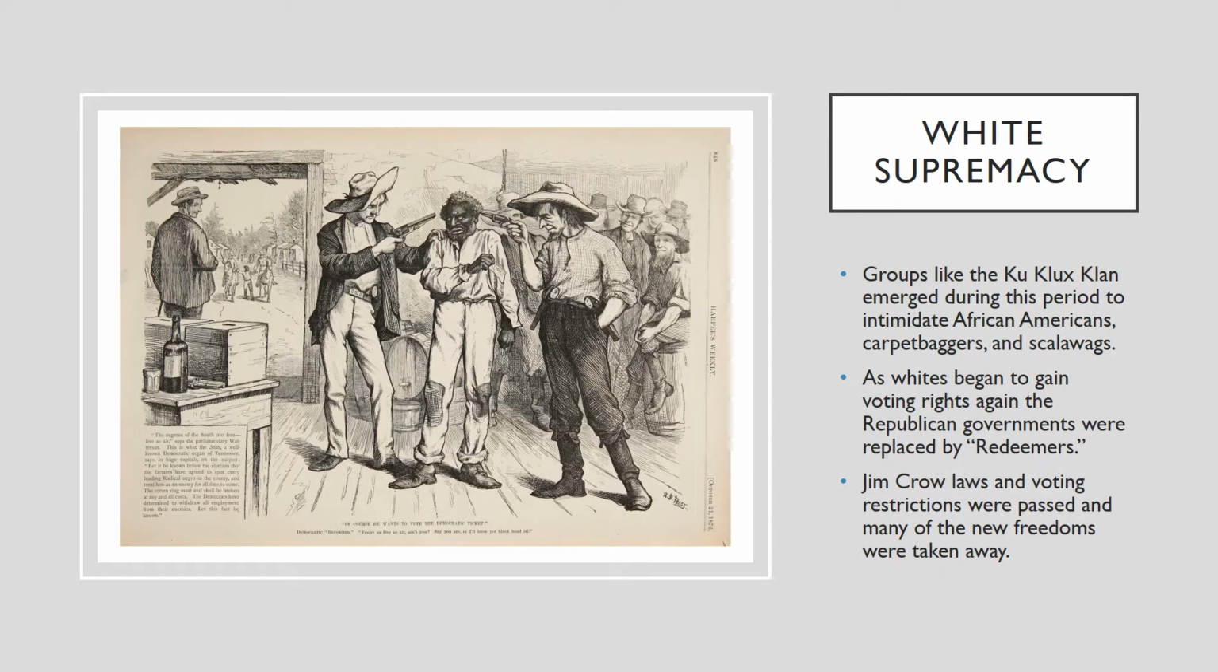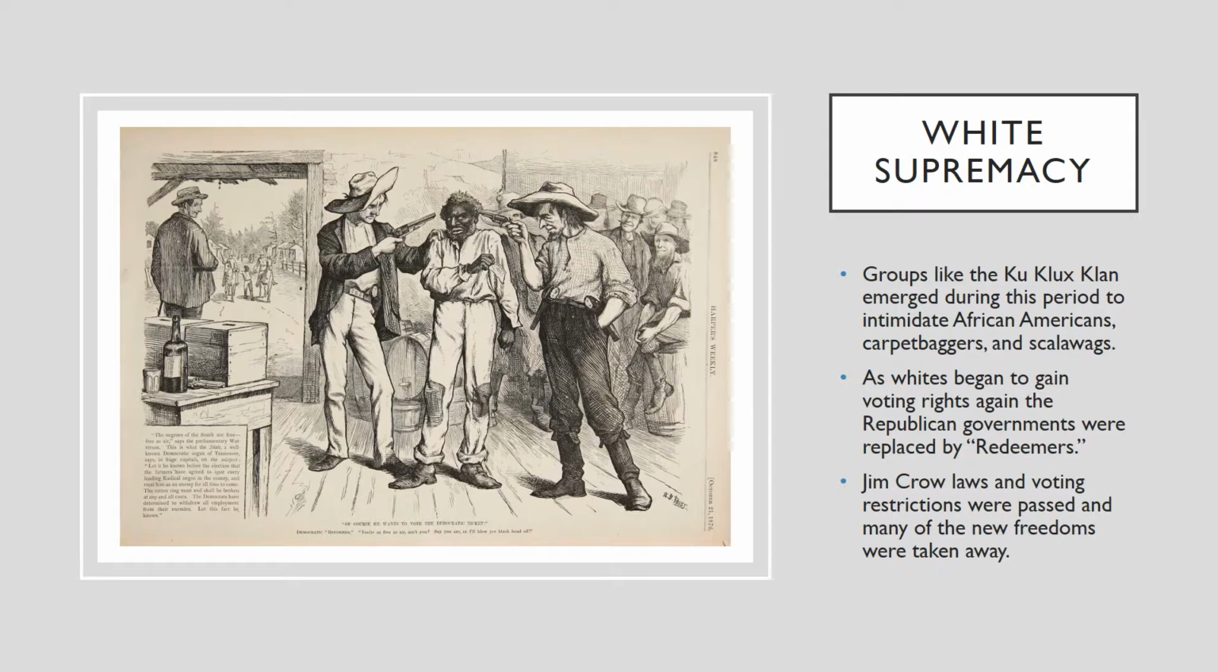Okay, it was during this era that we are going to see the emergence of white supremacy, and that is groups like the Ku Klux Klan and other groups. The Klan is not the only group, but the Ku Klux Klan is the most famous. They're going to emerge. Their primary motivation is to intimidate carpetbaggers, scalawags, and freedmen into voting the way they want them to vote or not voting at all, so that they can regain political power.